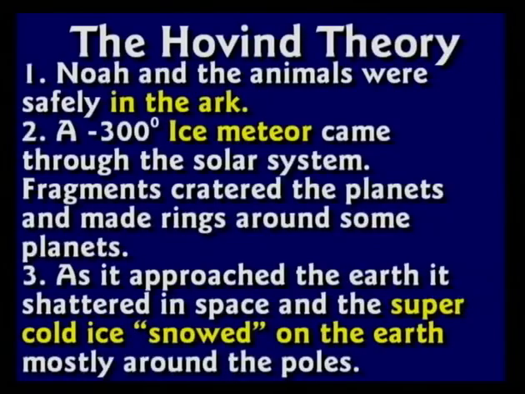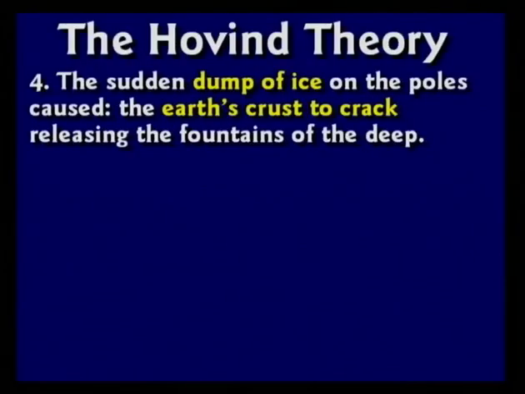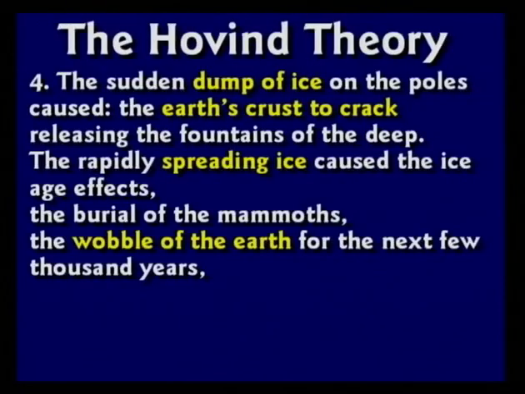Point 3, as it approached the earth, it shattered in space. Super cold snow and ice rained down around the poles, mostly around the North and South Pole. Then this sudden dump of ice caused the earth's crust to crack, which released the fountains of the deep. The rapid spreading of the ice caused all the ice age effects, carved out the Great Lakes, made all the drumlins and terminal moraines, and we'll talk about that in a minute. It buried the mammoths in super cold snow, 300 to 400 below zero, so they suffocated, standing up, and froze in 3 to 5 hours.